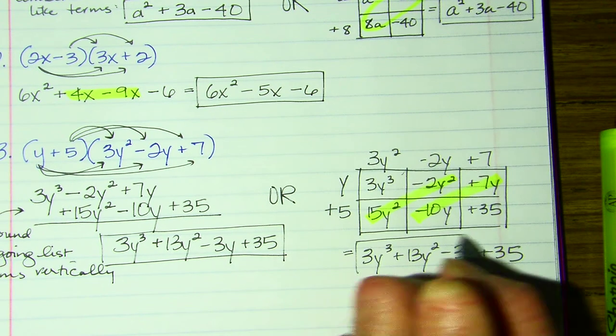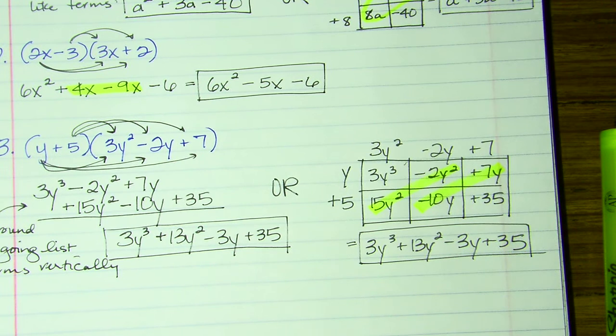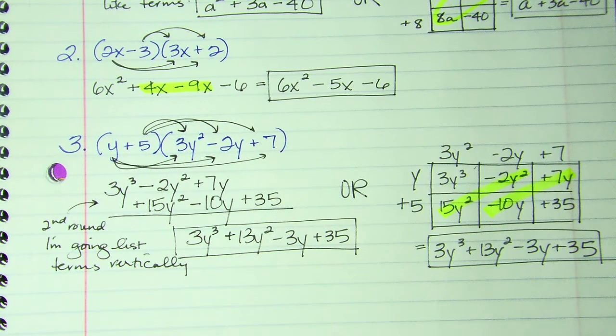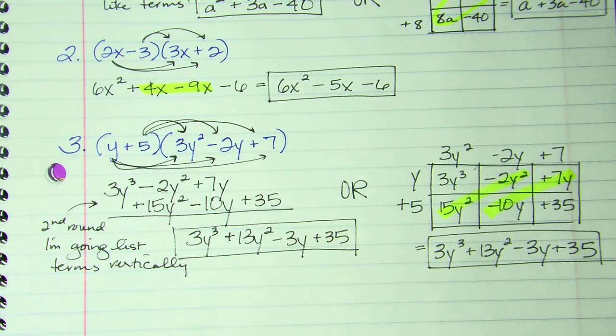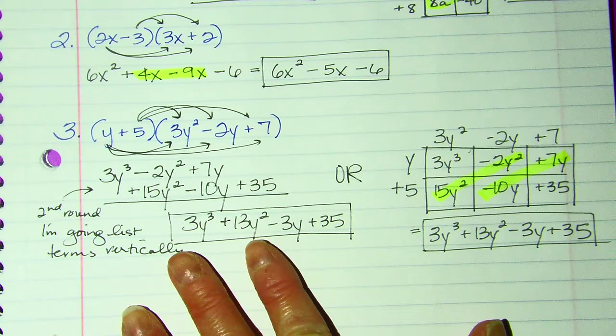So I'd like you to pick the method. This might make more sense for you because it keeps the terms organized. Okay, you don't have to list it vertically. I do that because it helps me keep my like terms. But that might be too much for you. So you do what method. You can just distribute or you can do this method here.